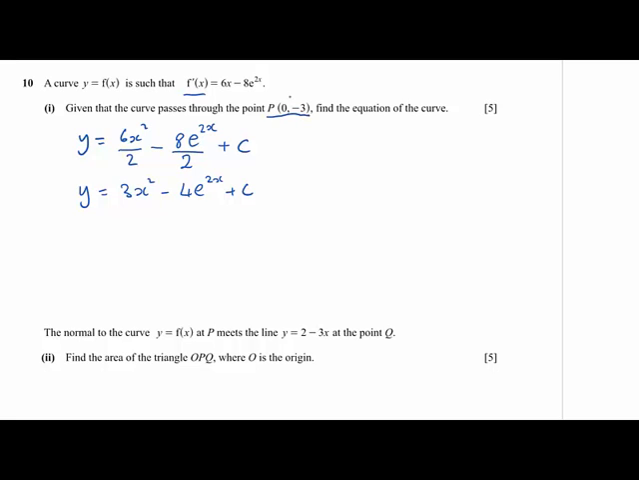Now we can use this information that y is negative 3 when x is 0. So negative 3 equals, well, this will just be 0. e to the 0 is 1, so this term is 4, and then plus c, and that means that c is equal to 1. So we've got y is equal to 3x squared, take away 4e to the 2x, plus 1.